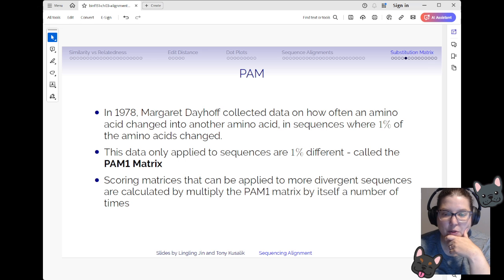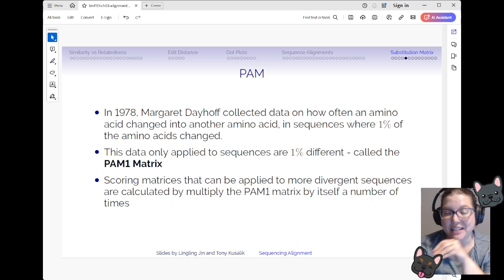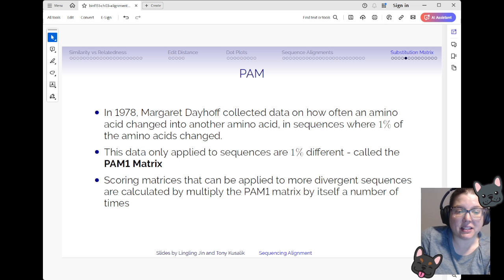So how this was created was way back in 1978 by Margaret Dayhoff. She collected data on how often amino acids changed from one amino acid into another amino acid. And she did this for every single amino acid that we have. She recorded it specifically in sequences where 1% of the amino acids had changed. The data was only applied to sequences that were 1% different. So this was called the PAM1 matrix.